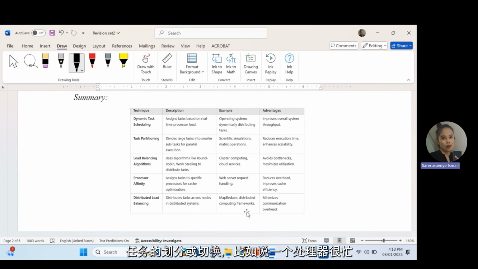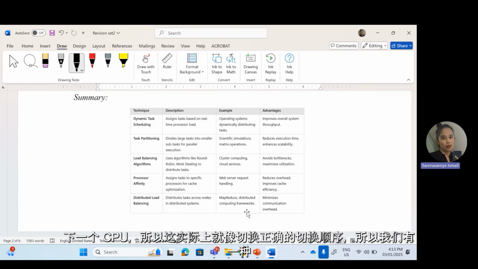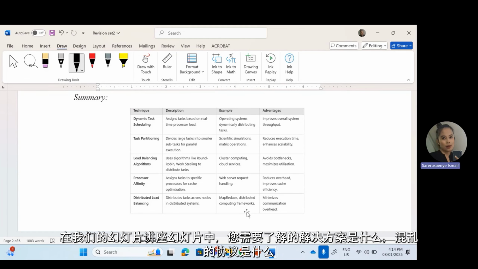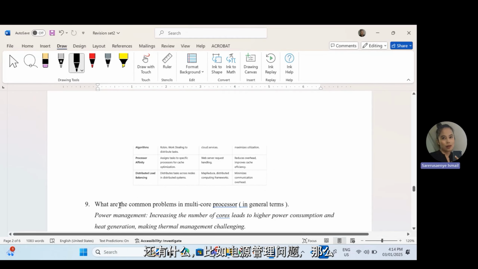Let's say processor 1 is busy, then the CPU and GPU cannot finish the job, so they can pass it to the next processor and next CPU. So that one is actually like switching, right? Switching order. So we have a kind of solution in our lecture slide. You also need to know what the MESI protocol is, what the Snoopy protocol is. So those 3 protocols will also be possible in your answer too.